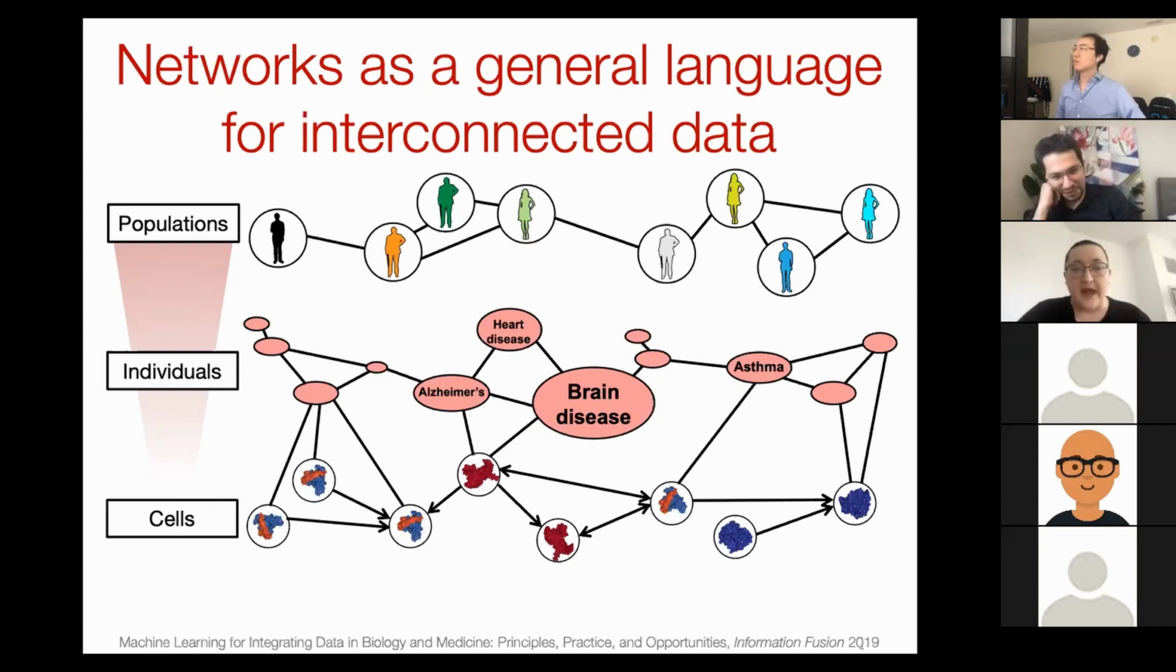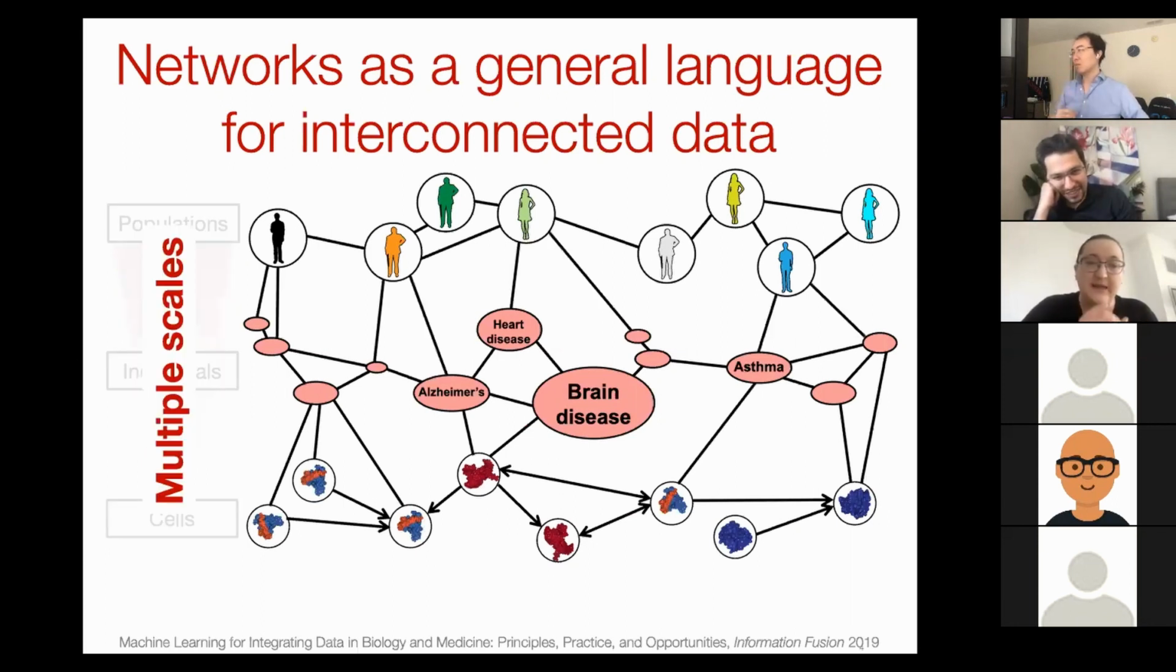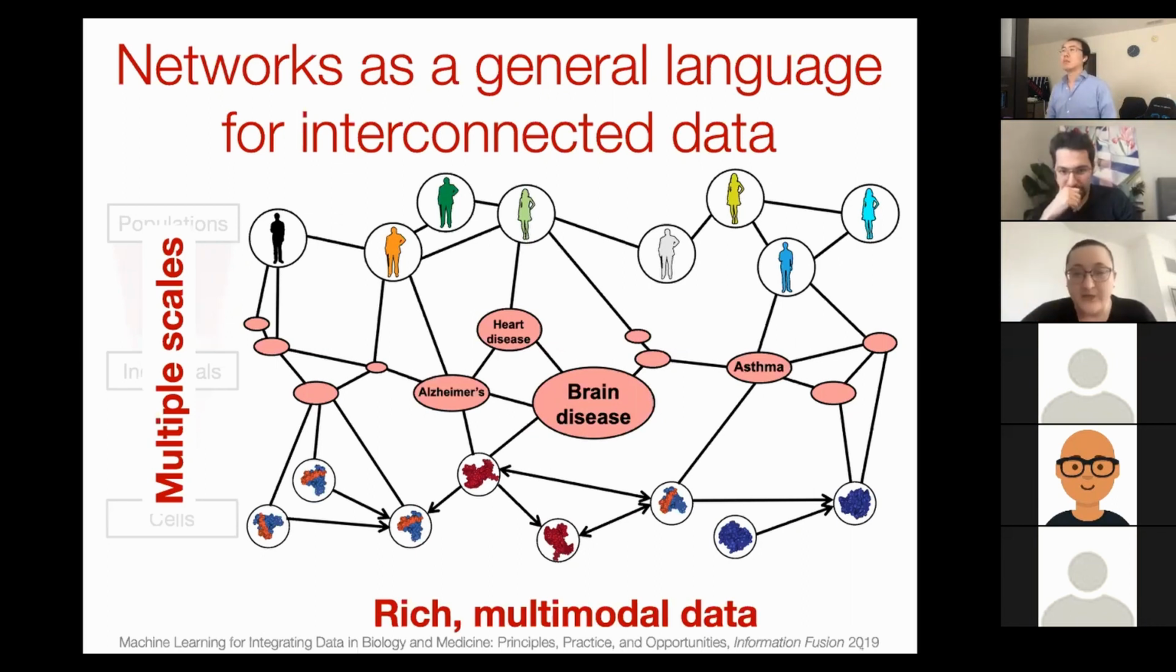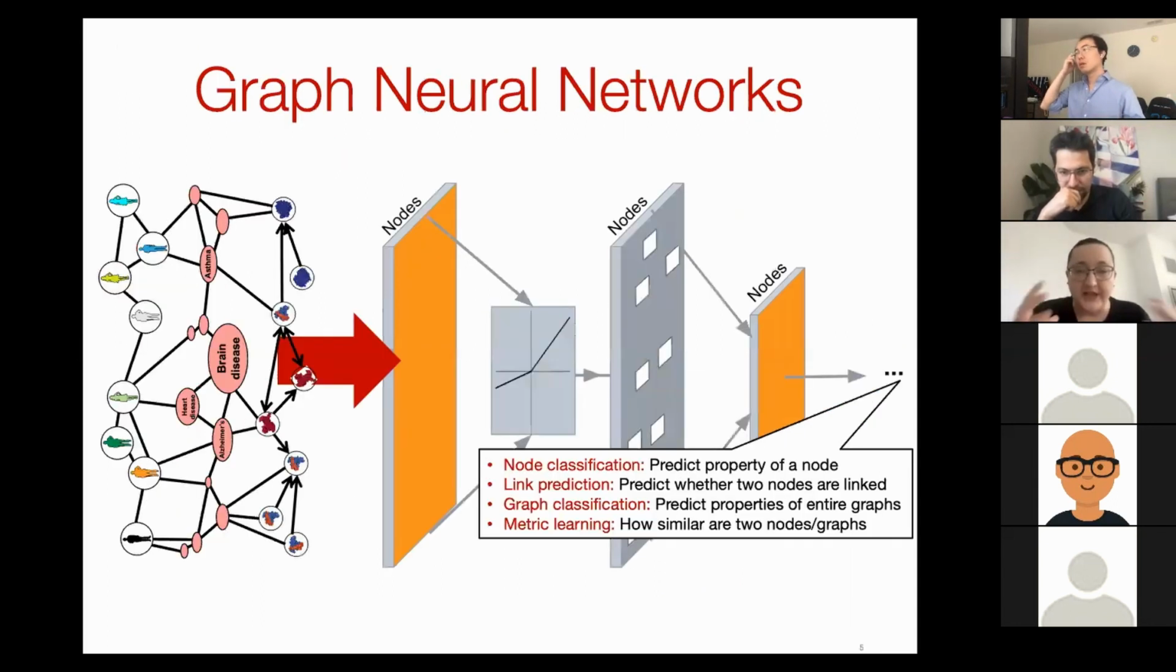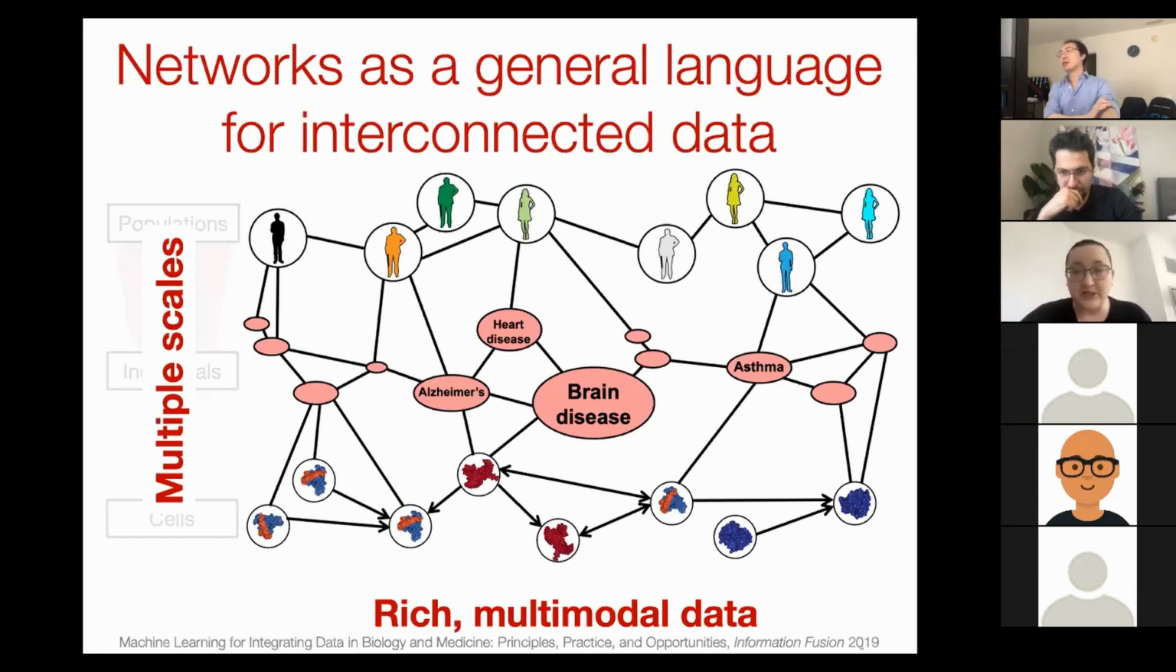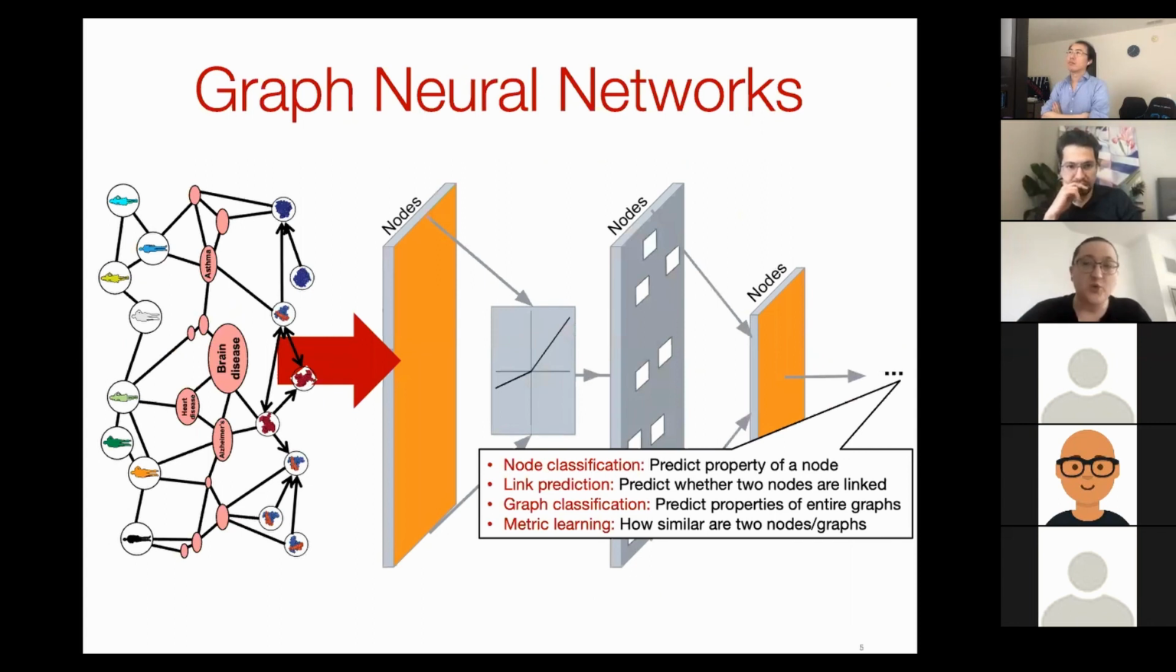So we can connect these different scales to each other, and that gives rise to this multi-scale network representation that can bring together rich multimodal data. Networks for me are a mechanism that allows us to computationally operationalize these large data sets coming from a variety of resources. And the natural question to ask then is, once we have these networks or graphs on the left, how can we design powerful methods for learning that can generate actionable predictions?